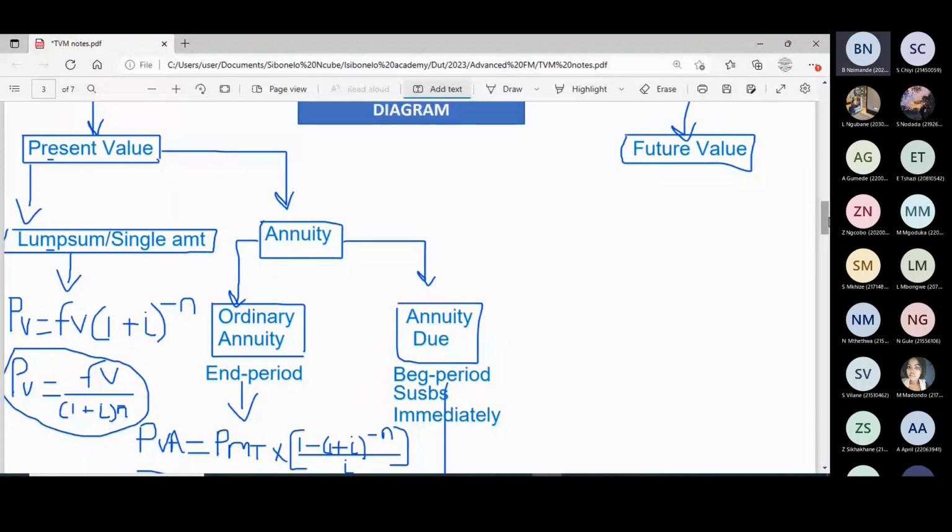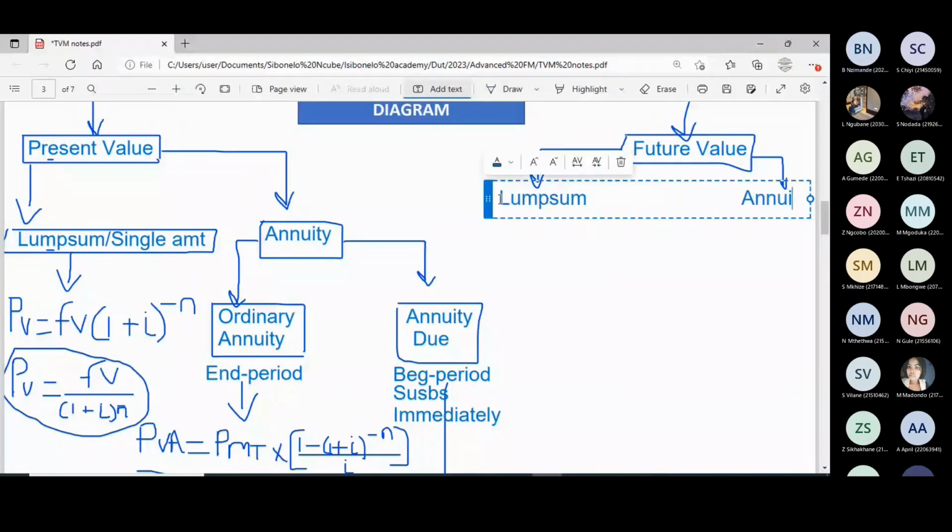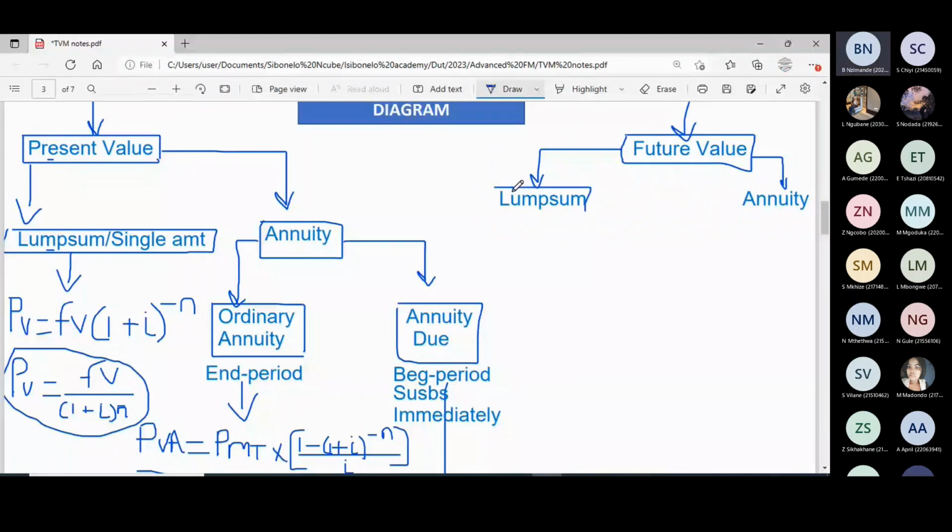And then future value, same thing applies with the future value. There is a future value of a lump sum and a future value of an annuity. So future value is divided into 2 as well. So we have a future value of a lump sum and a future value of an annuity. We already know the difference between a lump sum and an annuity. Lump sum, once off payment. Annuity, those are installments. Payments that are made each and every period. So that is an annuity.